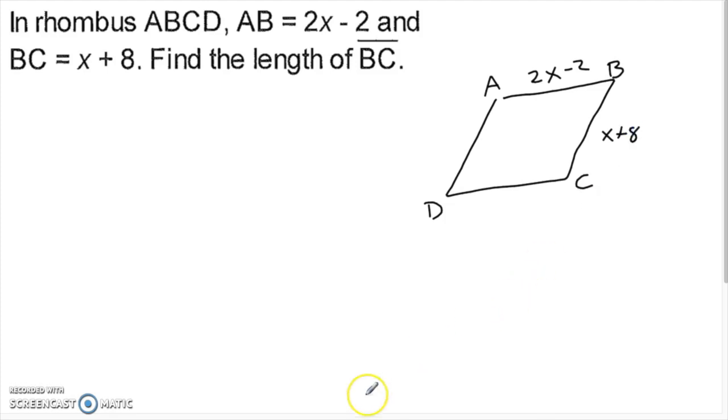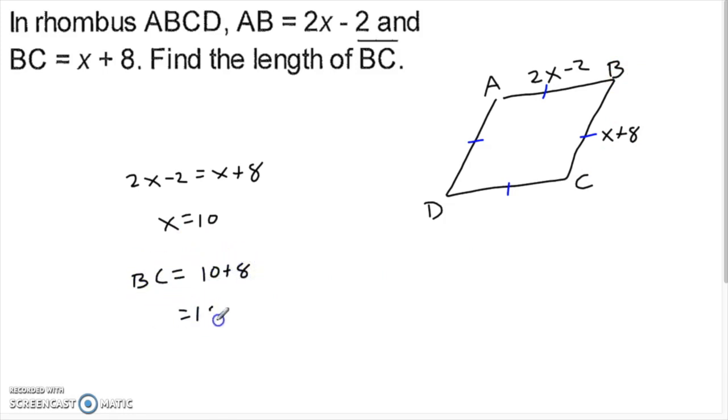So how am I going to solve for x here? Well, I can use the most basic property of a rhombus. All four of these sides have to be congruent, which means in particular 2x minus 2 has to equal x plus 8, and that's some simple algebra. I get x equals 10. And since they wanted BC, be careful, right? BC isn't 10, BC is 10 plus 8, or 18. Okay, so that's the answer to that one. BC is 18. Pretty straightforward application of a rhombus.